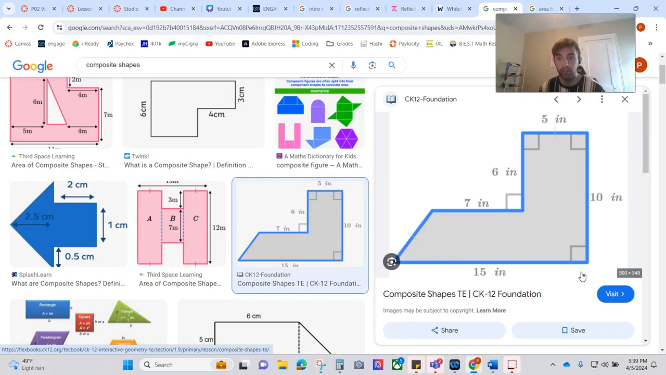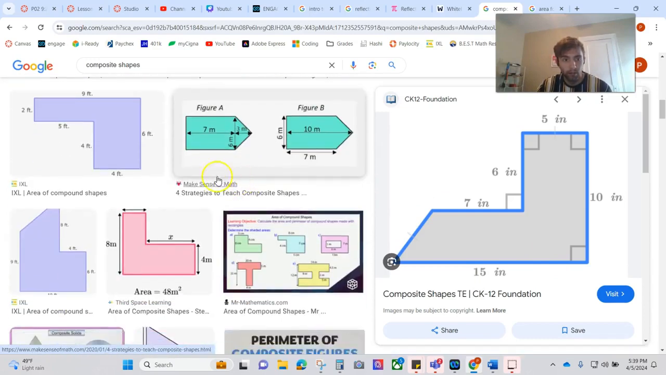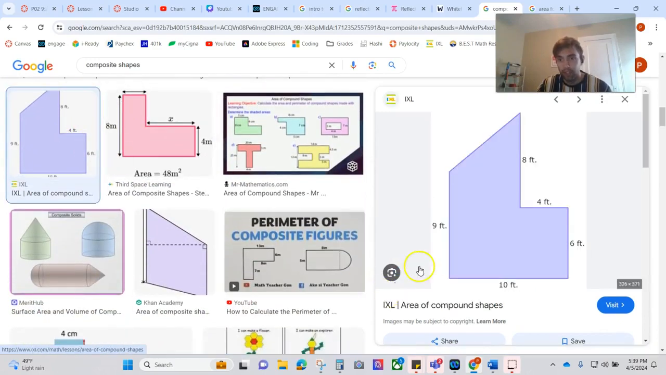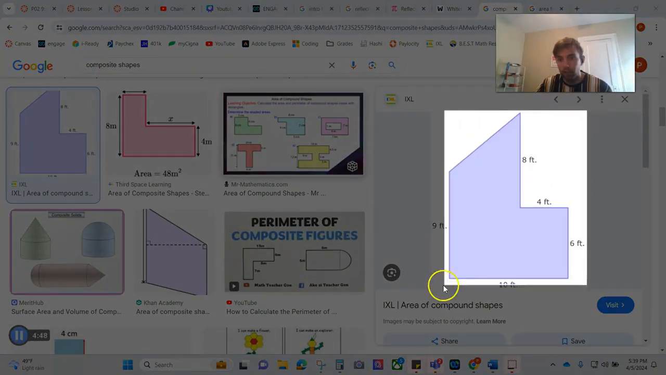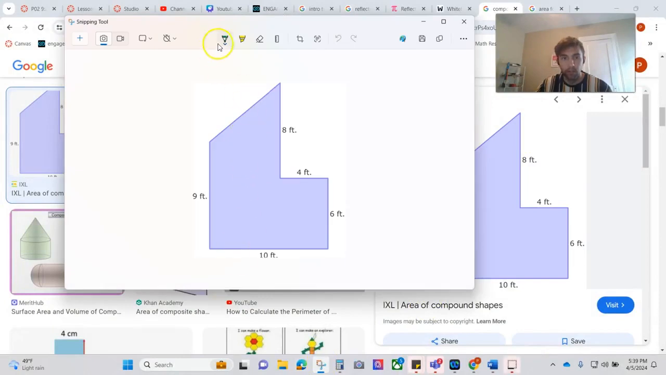I bet you could, either by finding the area of a trapezoid and a rectangle. Maybe not a rectangle and a triangle. Maybe we don't have enough info for that. What about here? Looks like maybe we have, let's get our snipping tool out. I can draw this better. We have maybe a rectangle on the bottom and trapezoid on top, maybe rectangle, rectangle, triangle.